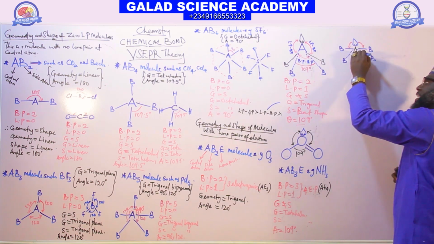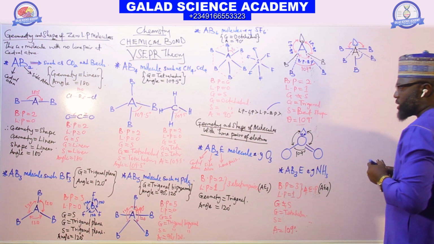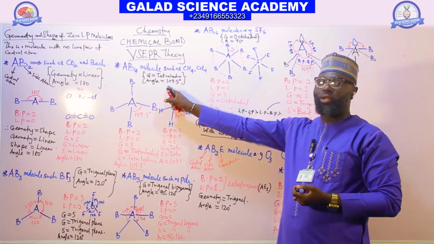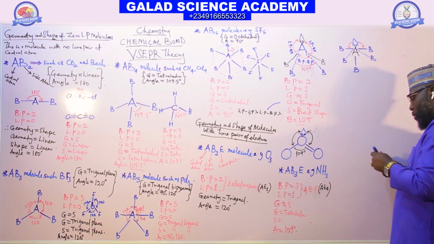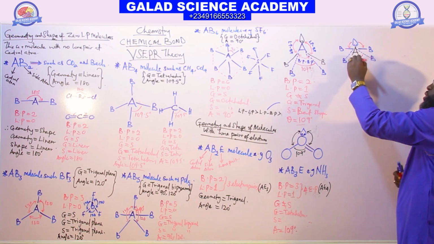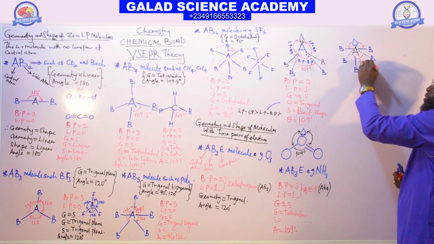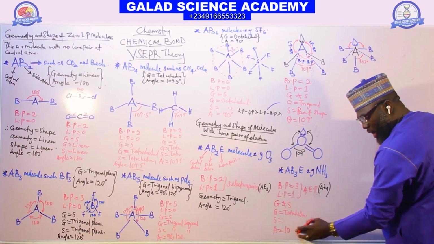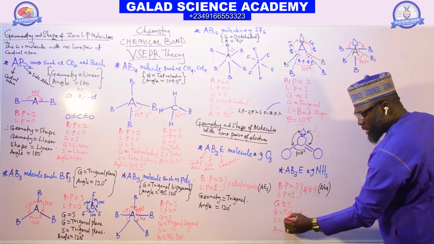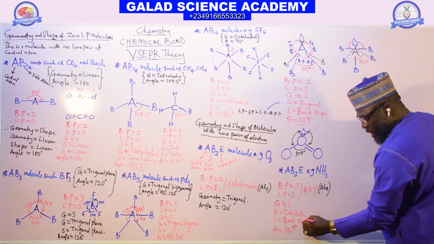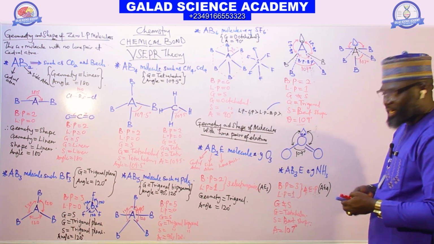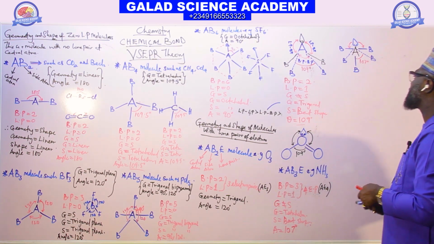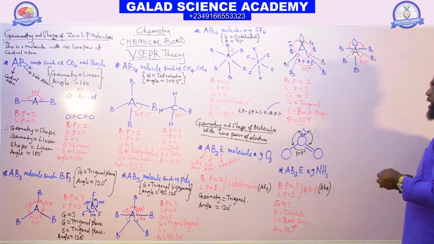Then the angle at this side, if tetrahedral is 109, will now reduce to 107. The angle is 107. The shape is bent. So you can see that if these are not equal, then geometry and shape are not the same.